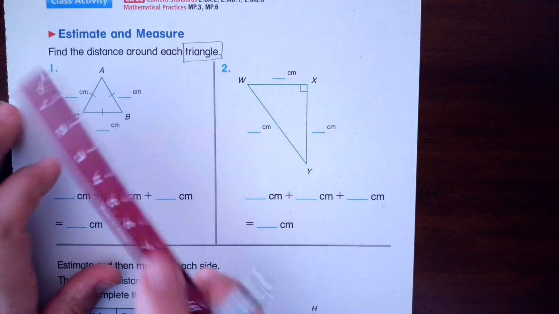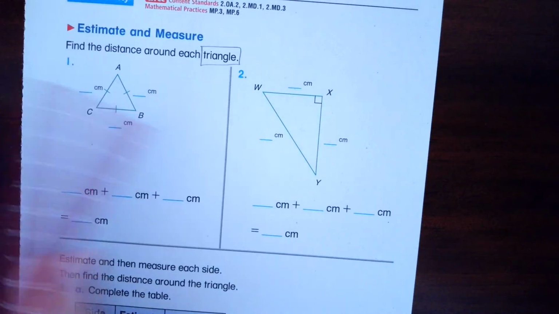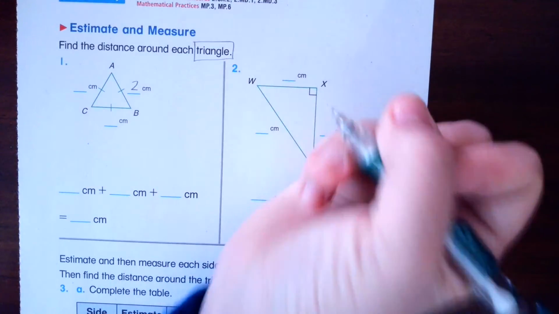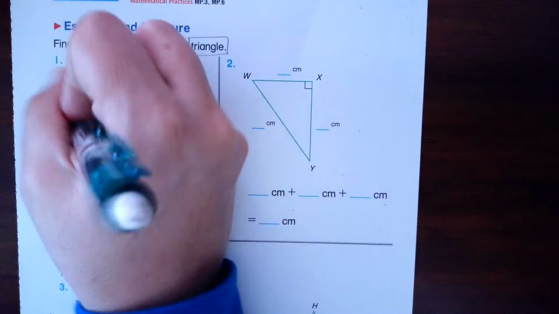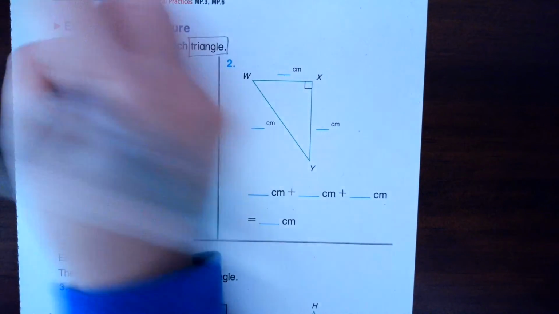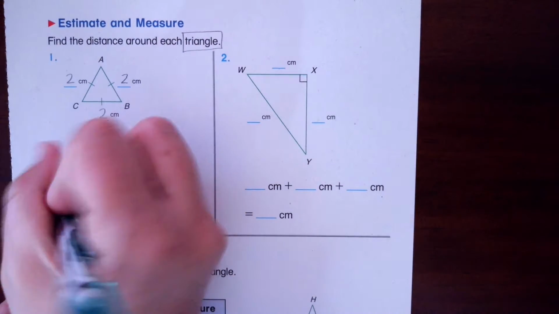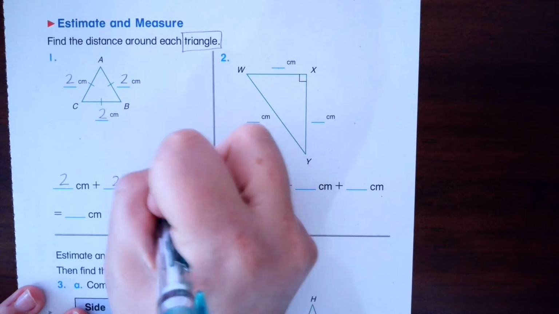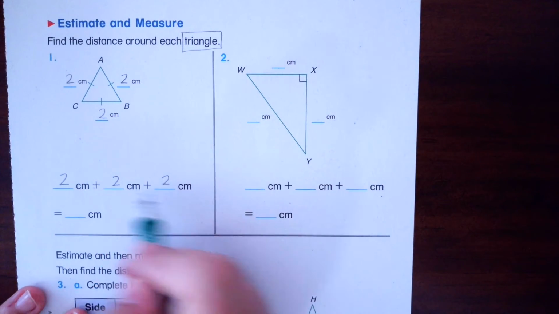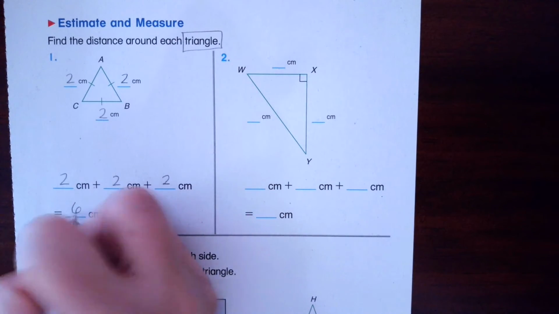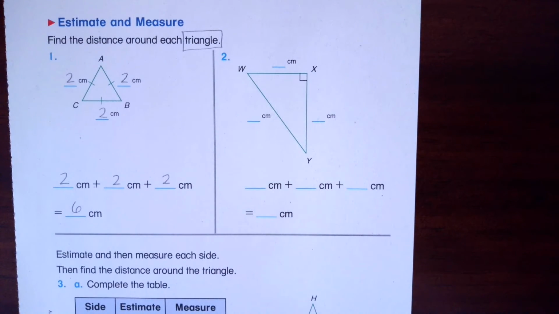I want you to measure each of the sides on the first triangle. When you do that, you'll notice that these actually happen to all be the same. This is that triangle we learned about called an equilateral triangle. But we still have to measure all those sides. So if I fill in my centimeters, 2 plus 2 plus 2, I get a total of 6 centimeters.